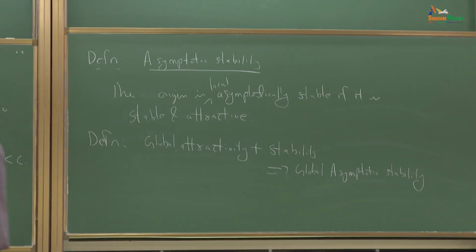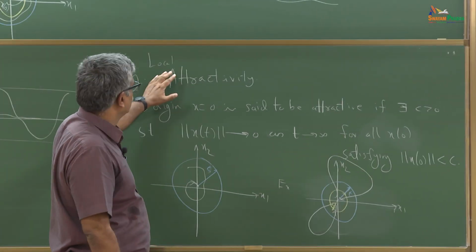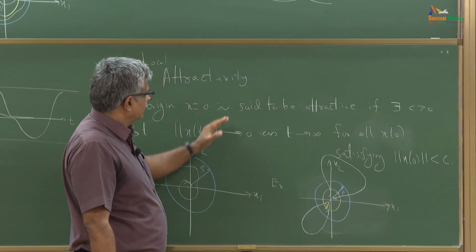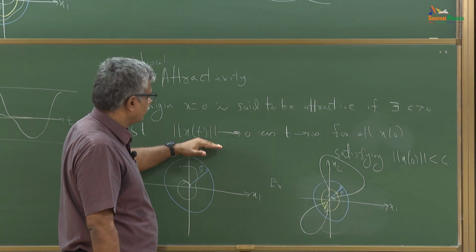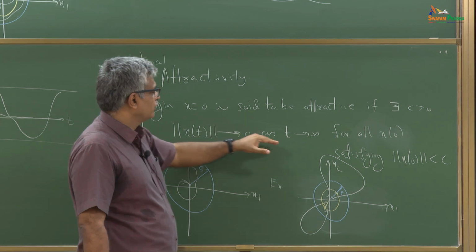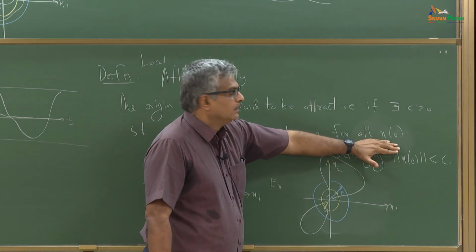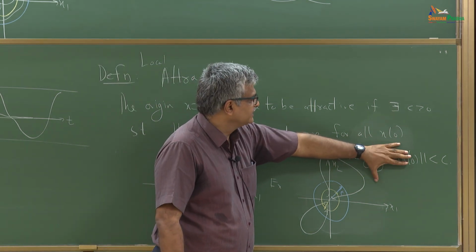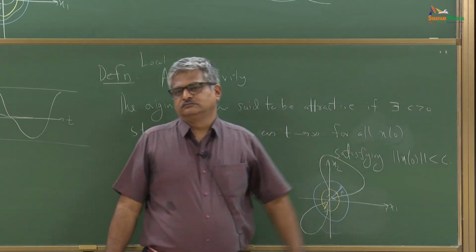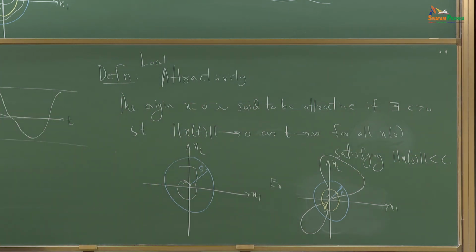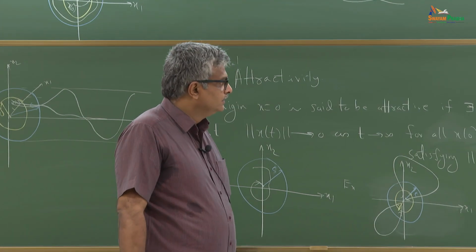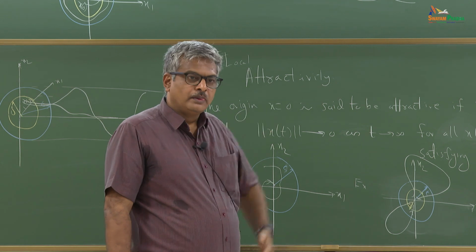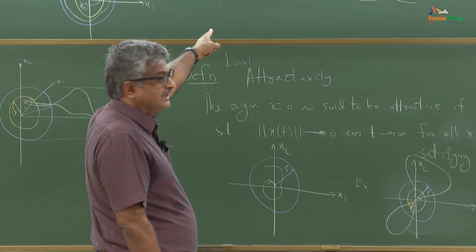Right? So how is the global different from local? Well, all this is the same: the norm of x of t approaches 0 as t tends to infinity. You just remove this and write for all x of 0. That's it. That becomes a global. So it's a much stronger attractivity property. This is the definition.